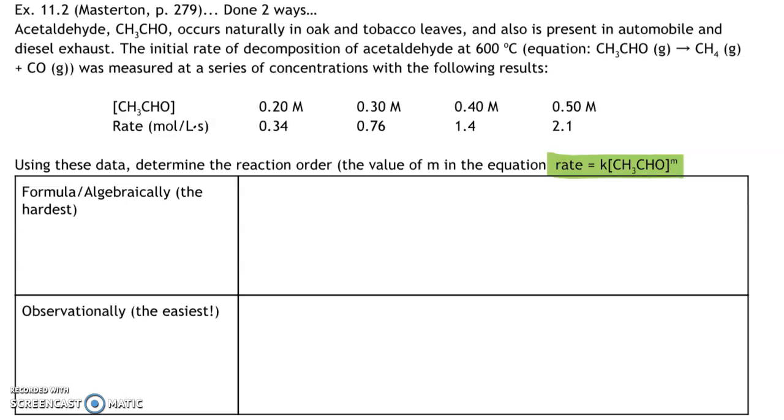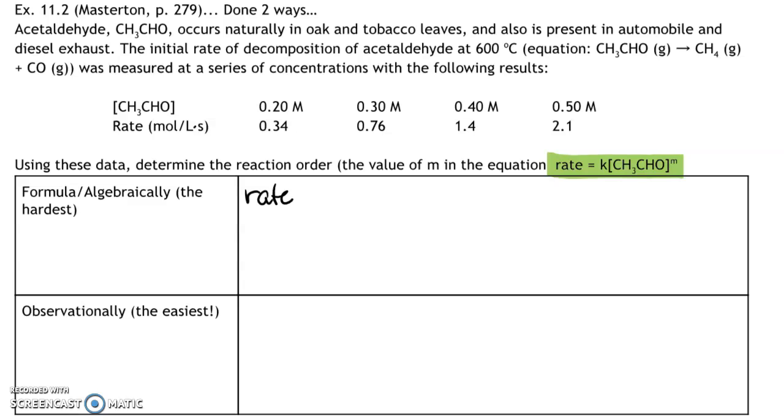So there are a couple different ways you can solve this. One of those would be algebraically, which, as it says here, is the hardest way. I'm going to show you why this works, though, and then I'll show you the easier way, which is justified by the algebraic way. Okay, so the algebraic way would be comparing the rates of two trials.